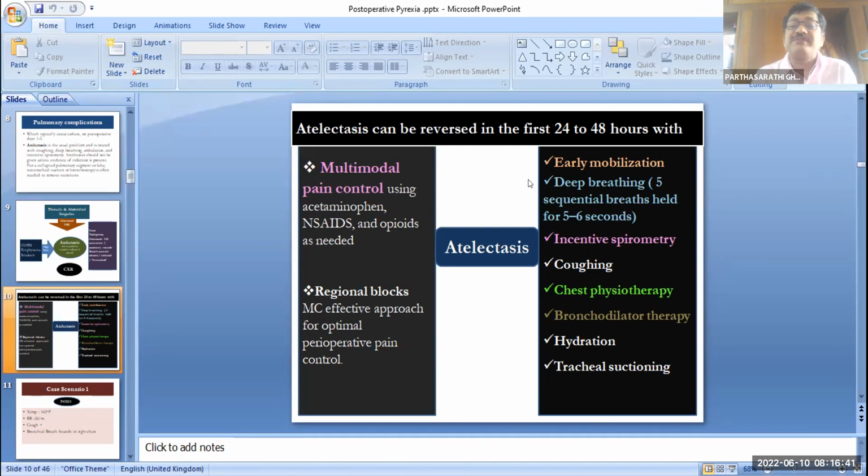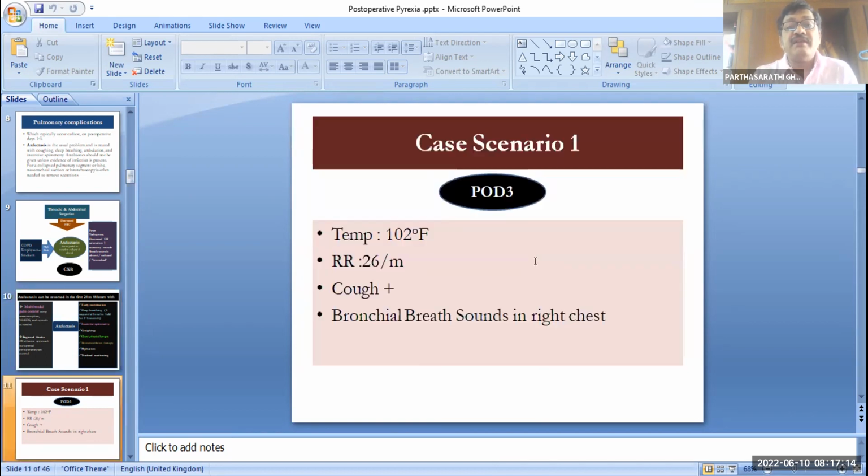And number two, of course, you have suggested early mobilization, deep breathing, 5 to 6 sequential deep breaths held for 5 to 6 seconds, incentive spirometry, cupping, chest physiotherapy, what you have mentioned. So atelectasis is a non-infected situation which can resolve by proper pain control, early mobilization and respiratory exercises given to the patient. This is very, very important. Whenever you suspect it might happen, you have to jump into all the measures that you can take. Now, you are managing with the suspicion that the patient has atelectasis.